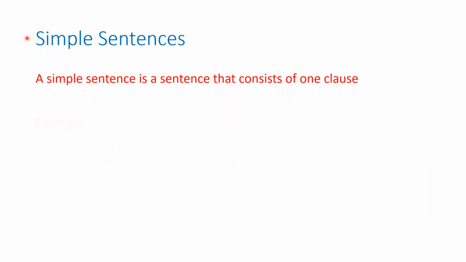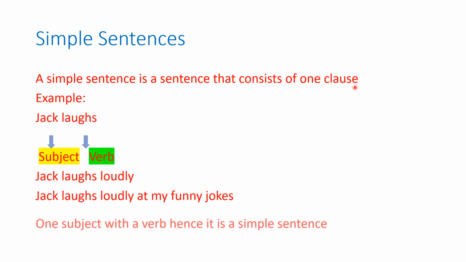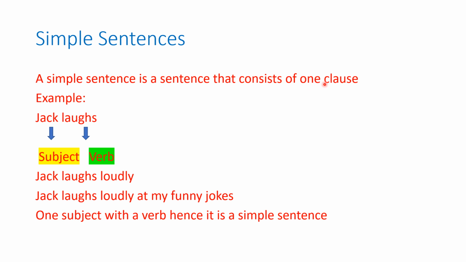Let's get to know a little more about simple sentences. A simple sentence is a sentence that consists of one independent clause. It has a subject and a verb. Look at this sentence. Jack laughs. Here Jack is the subject and laughs is the verb. So this is a simple sentence. Now we can make it a little more complicated and say, Jack laughs loudly. Still, this is a simple sentence because there is one subject and one verb, laughs.